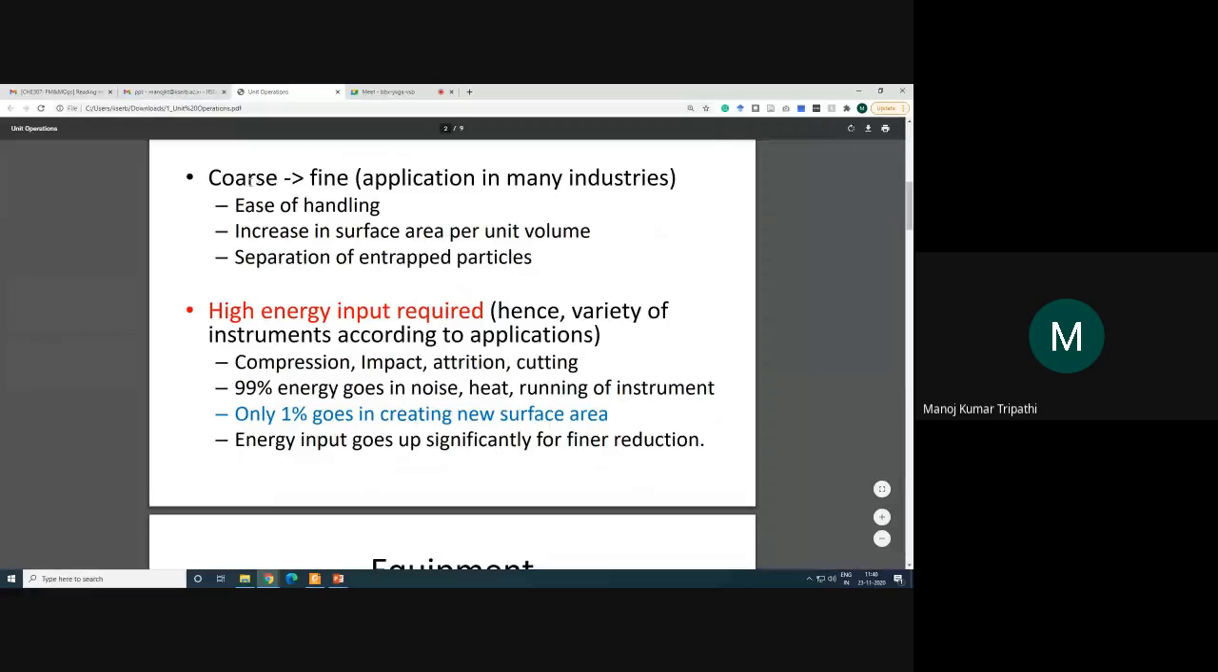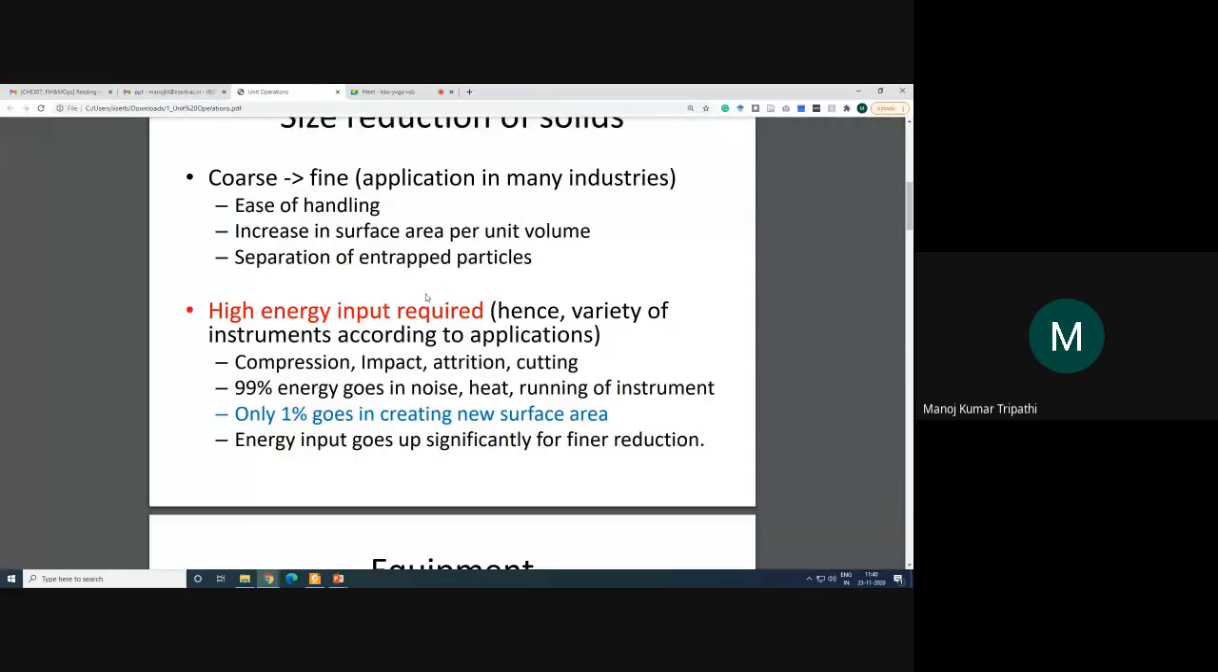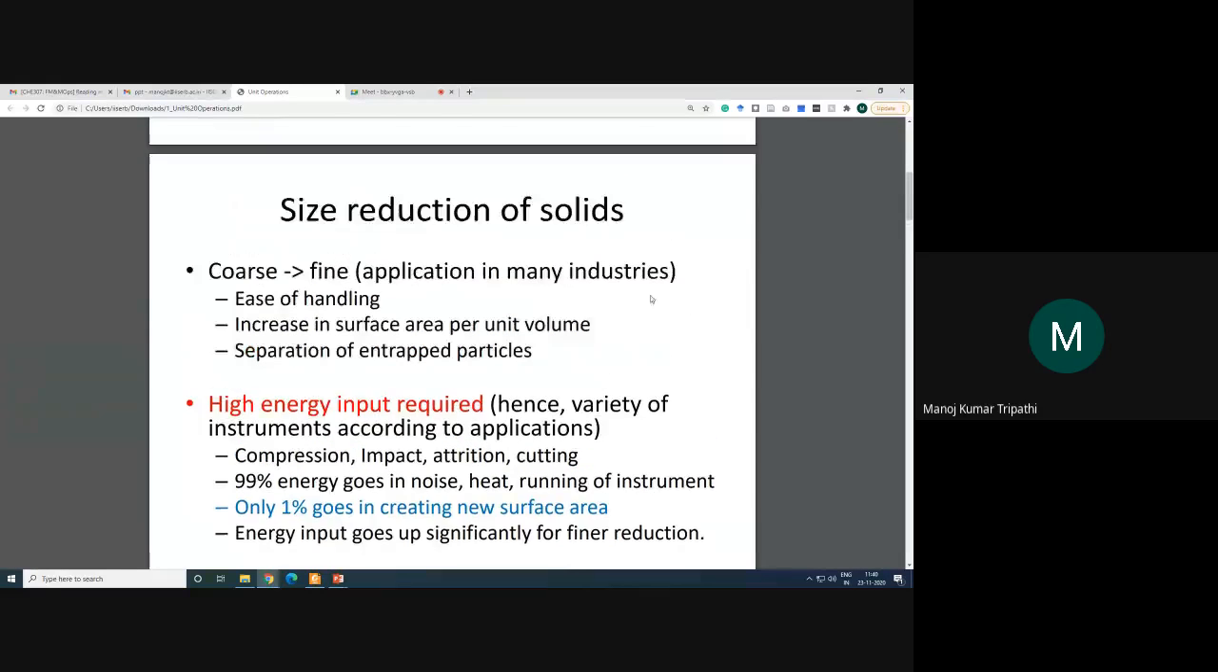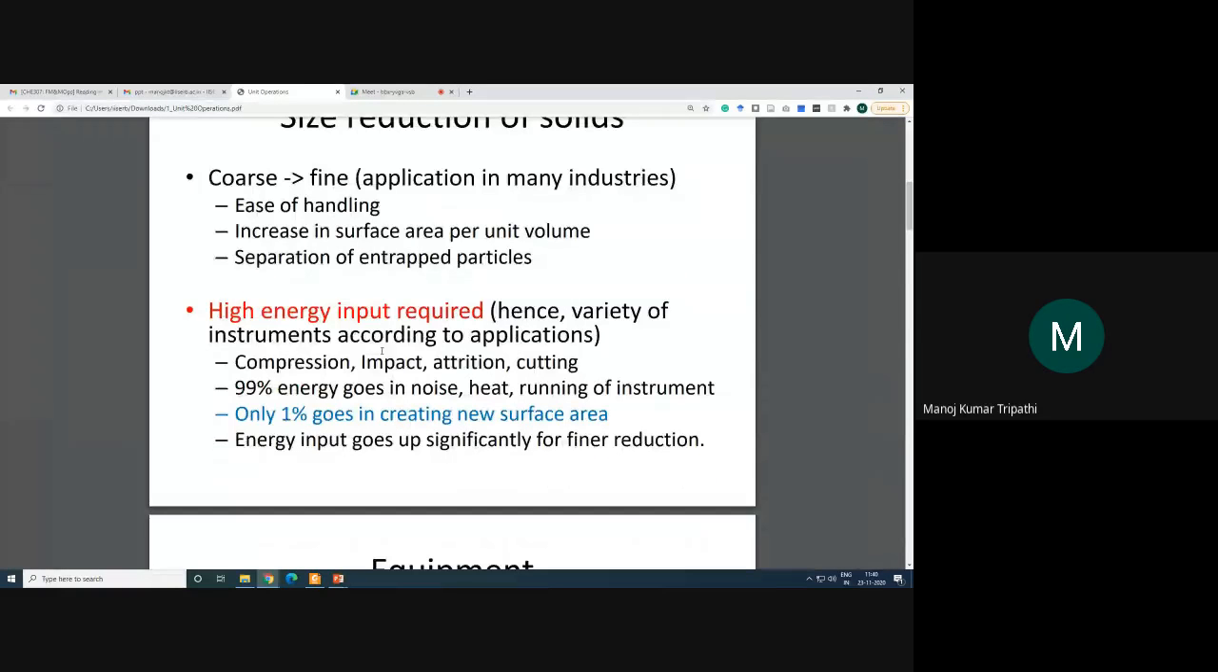So you require them to convert from coarse to fine. There may be several different grades of how coarse the particles are. This requires very high energy input with size reduction of solids. There are different kinds of processes by which you can reduce the size: compression, impact, attrition, or cutting. These are slightly different, each of them.